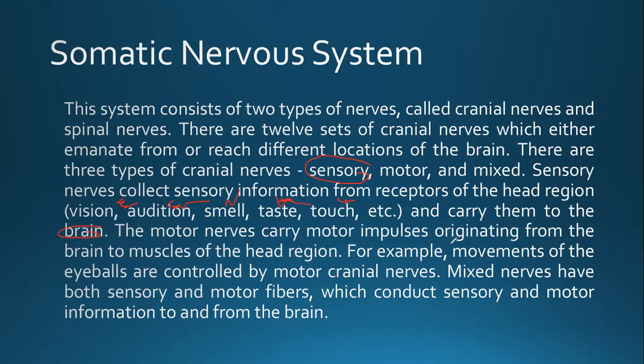The somatic nervous system is further connected to the central nervous system, which is the brain. The motor nerves carry motor impulses originating from the brain. That is, the central nervous system, after receiving sensory signals, converts them to motor signals in order for the body to react, that is, to the muscles of the head region, which regulates motor functioning in the head region. In the brain, there are some parts which control sensory functioning and motor functioning, which we will understand in the brain structure and functions in the coming sessions.